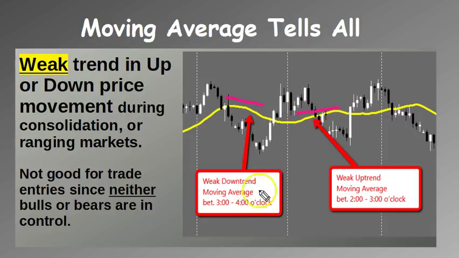Okay, and the moving average, when you can see the moving average on a chart, that equates to the second hand on a clock between a 3 and 4 o'clock position for a downtrend, right? You can see between 3 and 4, and for an uptrend between 2 and 3. So again, if you see the moving average pointing to between the 2 and 3 o'clock position on the clock, then you know you have a weak trend.